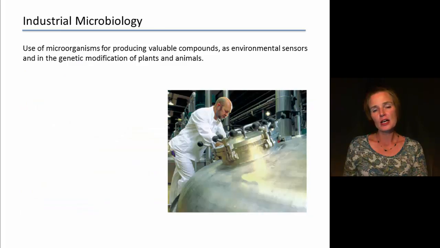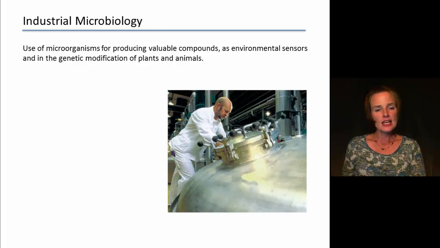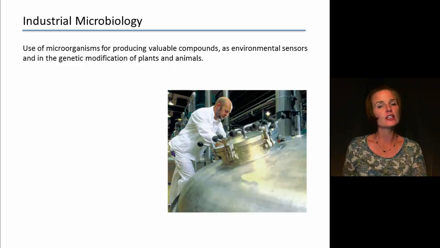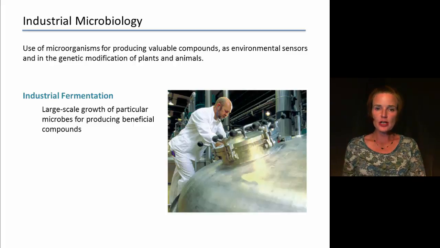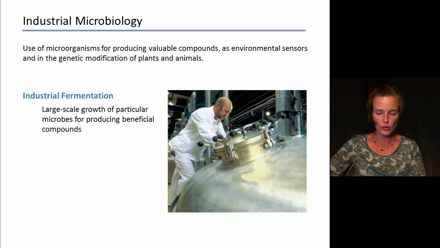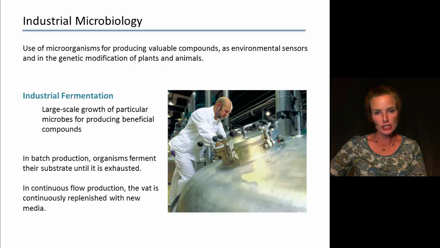If we move on and we talk about industrial microbiology, industrial microbiology is going to be the use of microorganisms for producing valuable compounds and as environmental sensors, and then also in the genetic modification of plants and animals. In industrial fermentation, this is going to be large-scale growth of particular microbes for producing beneficial compounds. The process involved generally falls into two categories. We have what's called batch production and then also continuous flow production.